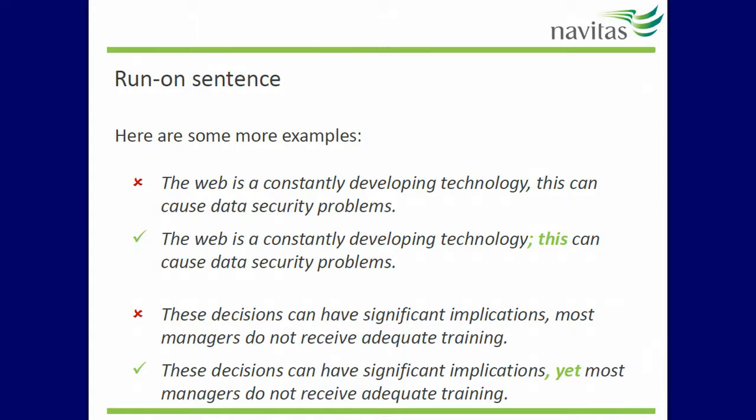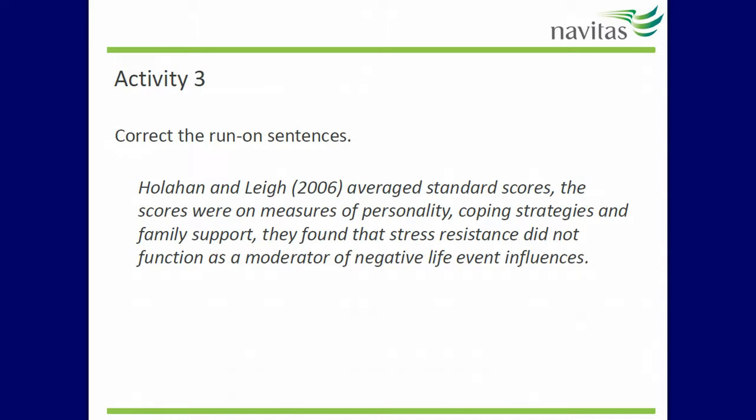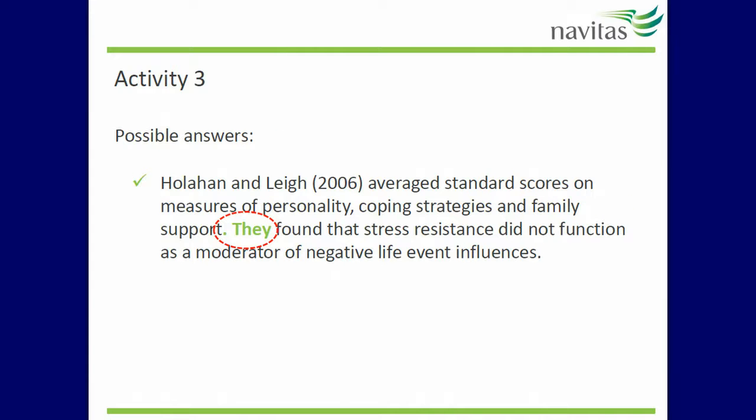Pause the recording to have a look at these other examples. And here's an activity to try. Pause again if you want to do this one. One way to fix this one is to create two sentences and link them with the word they, which refers back to Houlihan and Lee in the first sentence. Run-on sentences may need some rewriting to fix up.